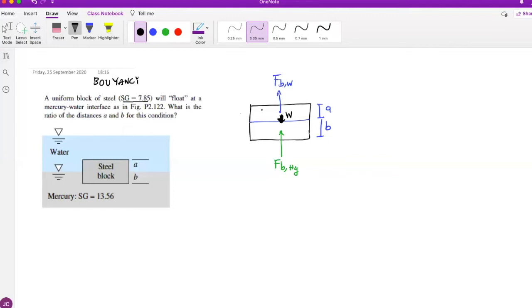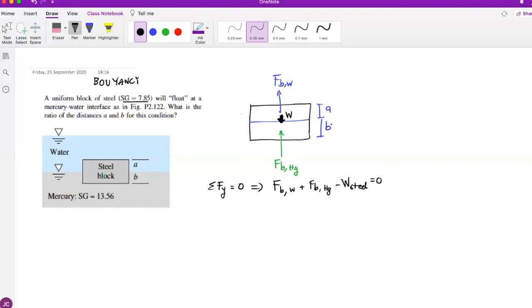So we can put an equilibrium equation, remember? So the sum of forces in the y direction should be equal to 0 because this steel block is not moving. So if it's not moving, we can put two guys going up, which is the buoyancy force due to the water plus the buoyancy force due to the mercury, and minus the weight of the steel block. Okay, so equals to 0. Now we already have our equation.